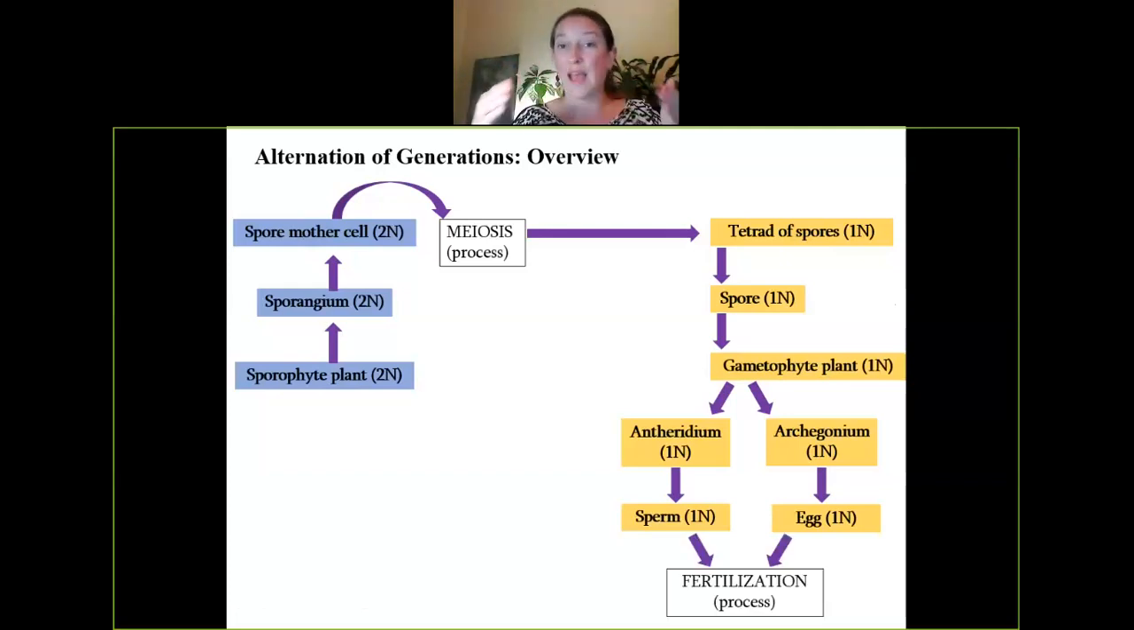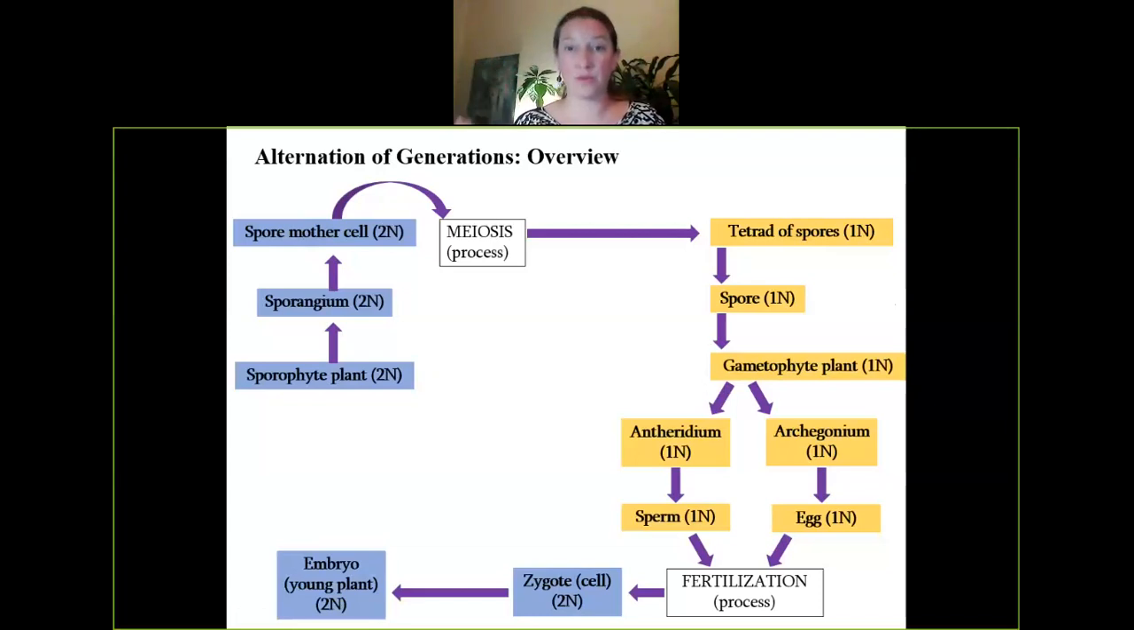Eventually, the sperm and the egg are going to fuse together in a process known as fertilization. And the result is the new sporophyte plant, which begins as a zygote, egg and sperm fused, and will grow into an embryo or a young plant. And then over time, the embryo will grow into the sporophyte plant. Okay.